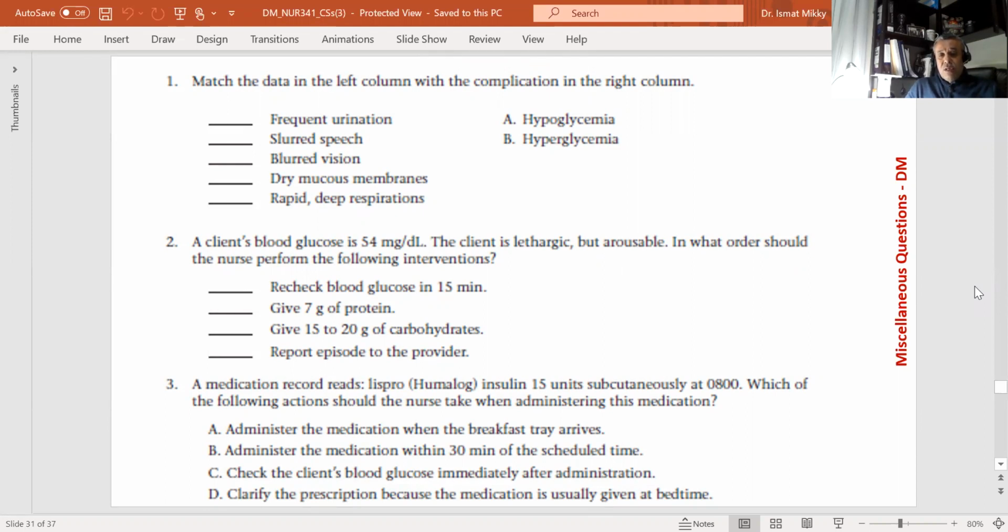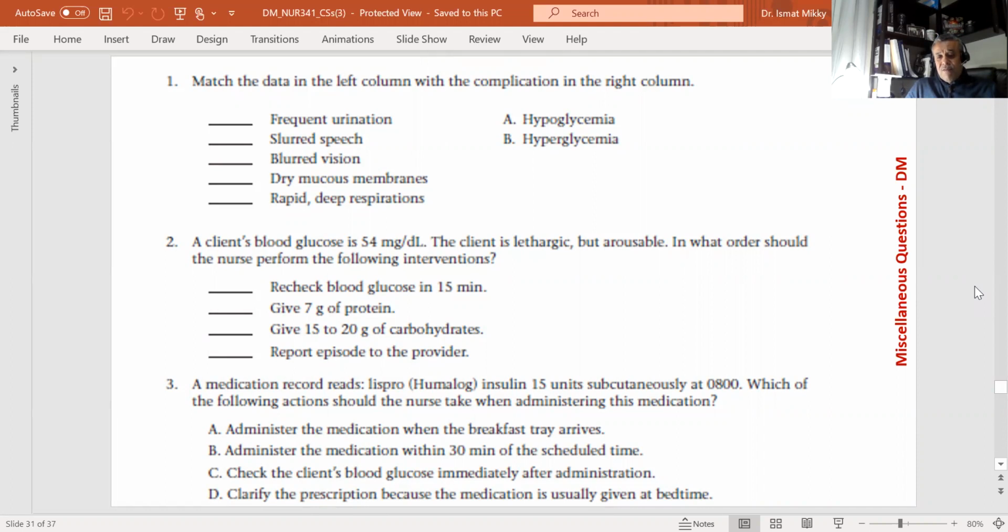Next question. Frequent urination, hyperglycemia. Slurred speech, hypoglycemia. Blurred vision, hypoglycemia. Dry mucous membranes, that's hyperglycemia, and the same for rapid and deep respirations, that's hyperglycemia. Next question.